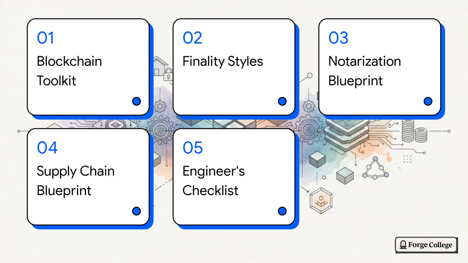Here is our blueprint legend for the day, so you know exactly what we're going to build. First up, the blockchain toolkit. Second, comparing finality styles. Third, Blueprint 1, which is document notarization. Fourth, Blueprint 2, tackling the supply chain. And finally, number 5, the engineer's final checklist.